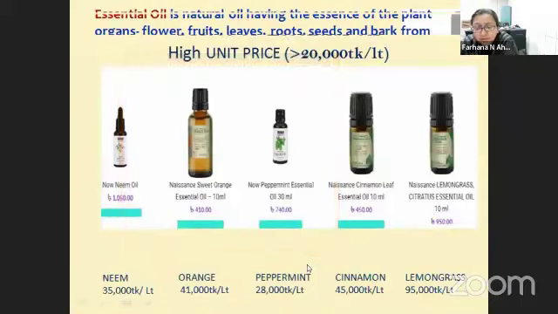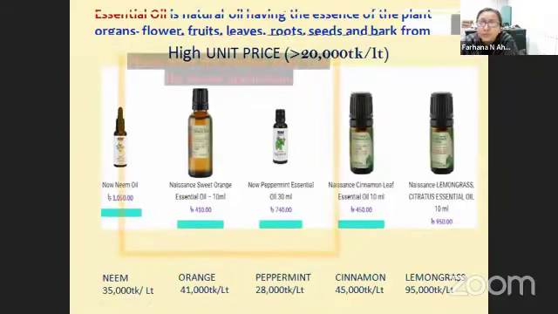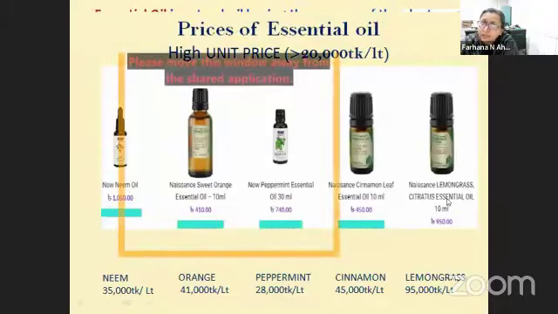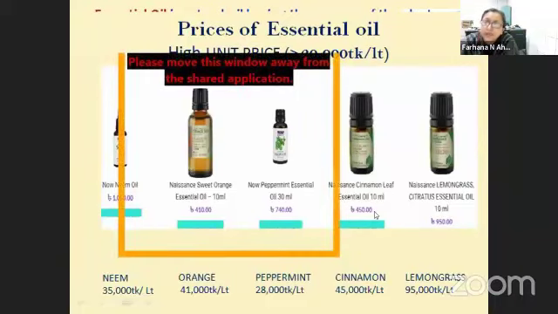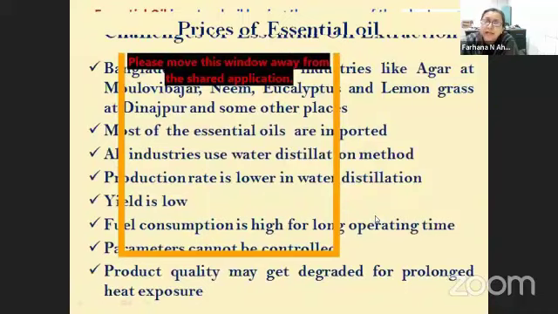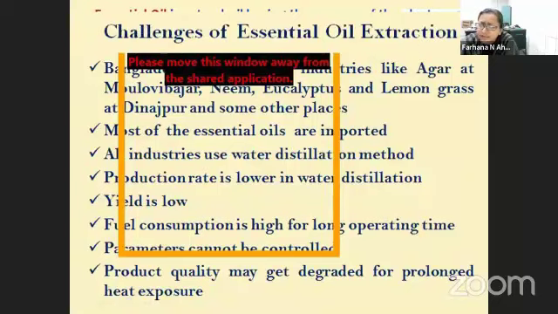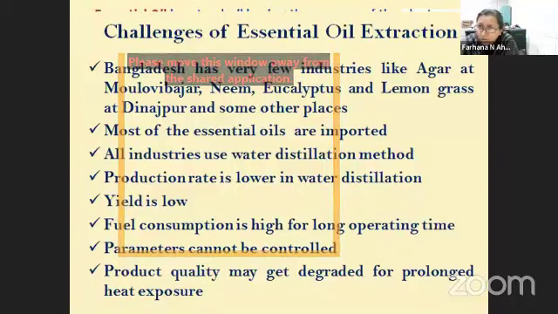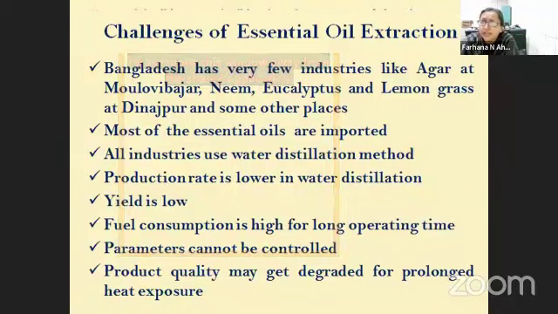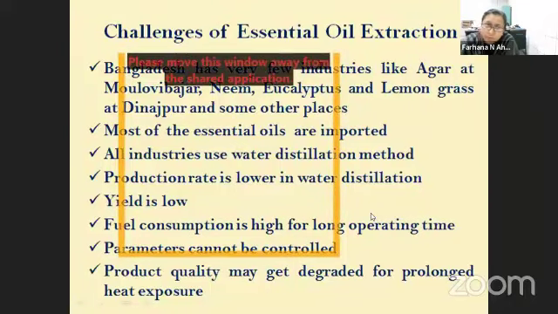They have a very high market value. You can see that they are priced at 20,000 taka, which is about 10,000 rupees per liter, the unit price. In Bangladesh, there is some scarcity of production facilities for good quality essential oil. There are very few industries, like agar at Moulvi Bazar, and neem, eucalyptus and lemongrass in Dinajpur and some other places. Most essential oils are imported, and industries use the water distillation method.